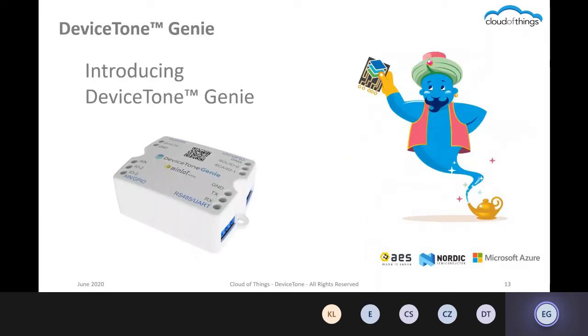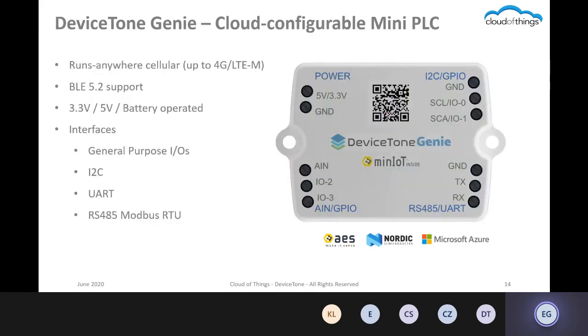So with that, let's go directly to DeviceTone Genie, and I'll show you how Genie really works, and we'll actually see it live. So what is Genie? Genie is actually, for those of you who are familiar with what a PLC is, a programmable logic controller. So it's a controller that is cloud configurable. You can configure it from the cloud, and it sends data directly to Azure IoT, which is very important.